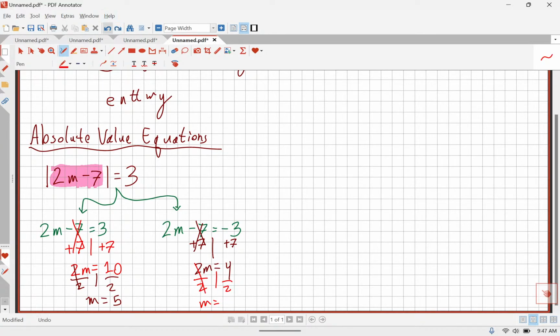That does not say 2. There you go. And that works too, because 2 times 2 is 4. 4 minus 7 is -3, and the absolute value of -3 is 3. So m could be 5 or m could be -2.